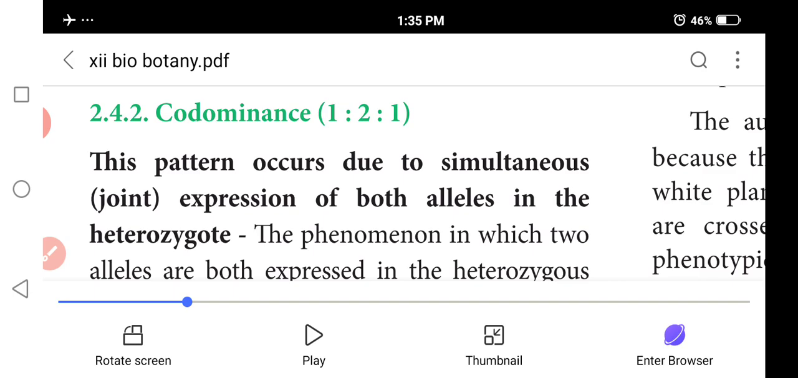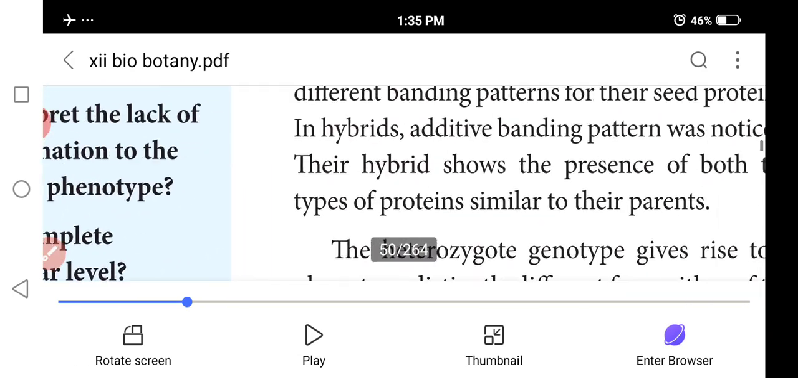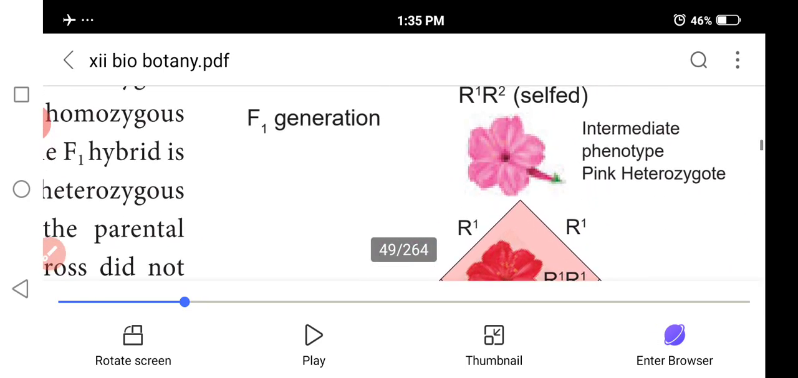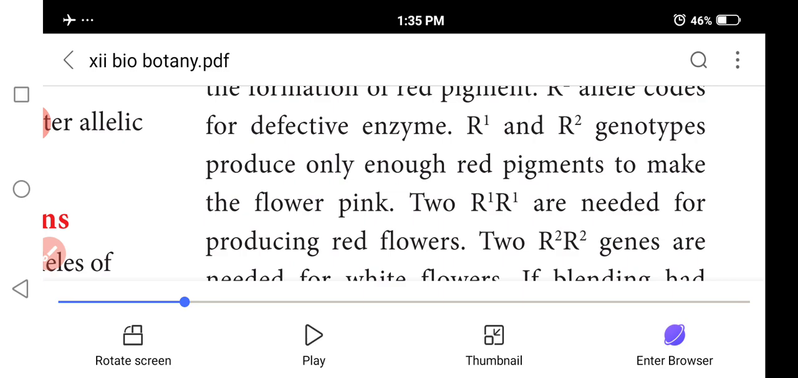Incomplete dominance is a phenomenon where neither of the two Mendelian factors, alleles or genes, dominates over the other. Genotypic and phenotypic ratios are the same in the F2 generation, 1:2:1. Example: Mirabilis jalapa, the four o'clock plant. Next one is codominance.